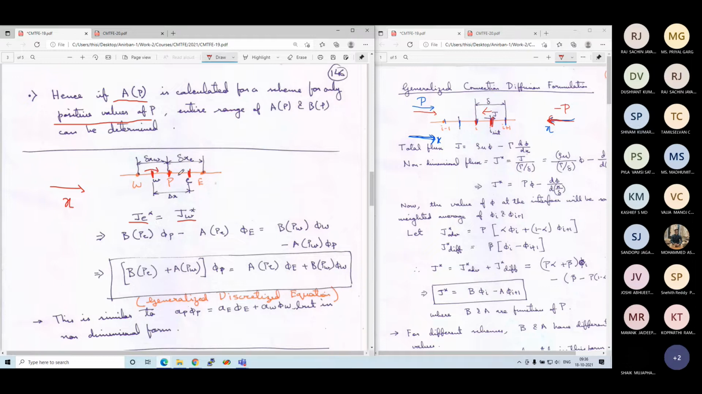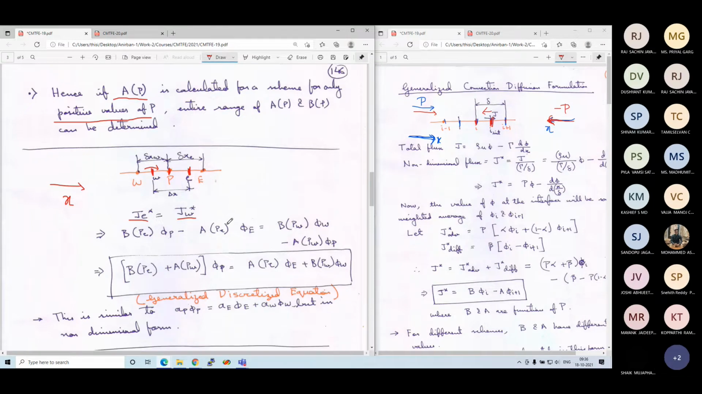Yes, sir. Okay. So now this preceding value is B, which is a function of Peclet number at this west interface, into phi W minus A into phi P. Because phi P now is the value ahead of the interface, and A is a function of PW. So obviously this B and this A are different from this B and this A. It can be same also if P is equal to PW, which will be the case here because there is no flow accumulation, but it could have been different.